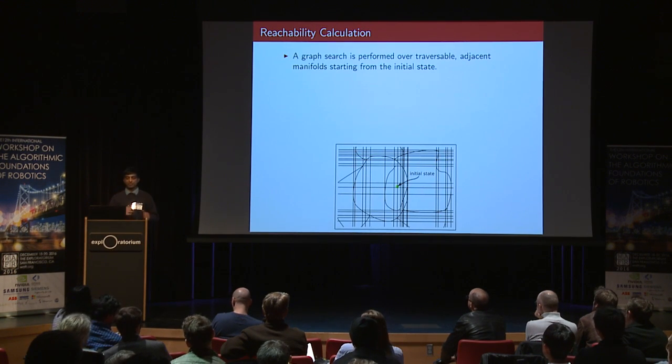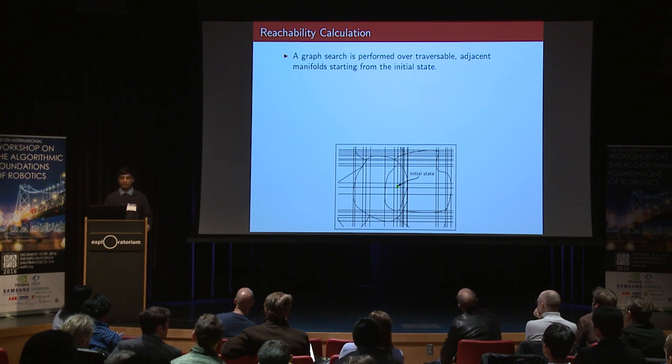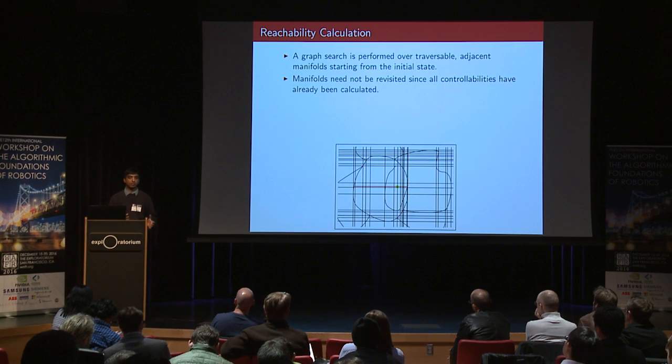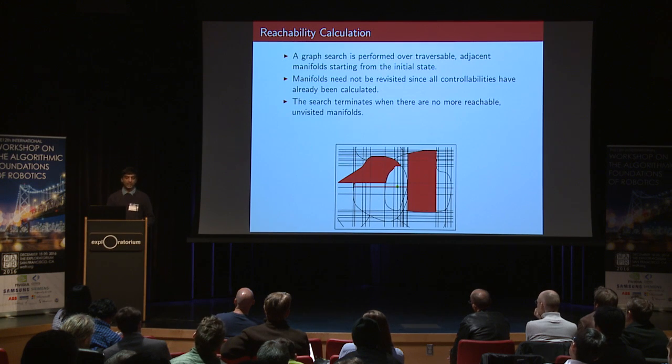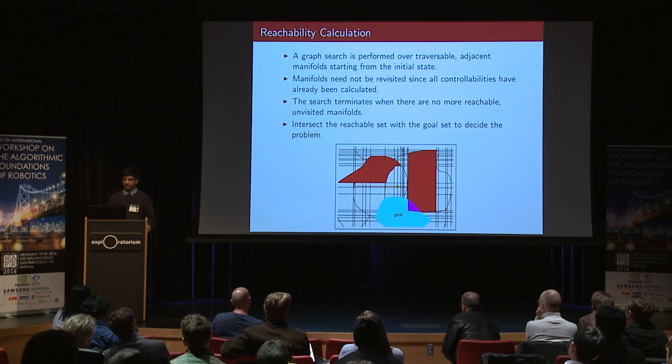So in terms of calculating our reachability, we have all our various controllabilities. So we start off in our initial state and perform a graph search. And once we reach a manifold, we never have to revisit it because we've already calculated the closure of its controllabilities. So after one pass of graph search, we've calculated the entire reachability set. And then we take the goal region and intersect it versus that reachability set and test for emptiness.